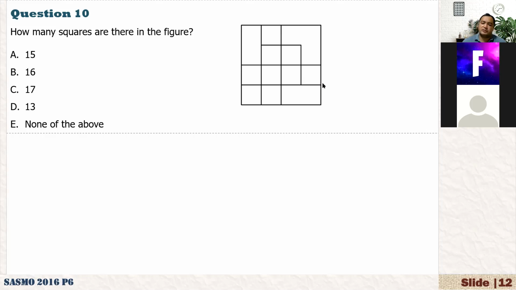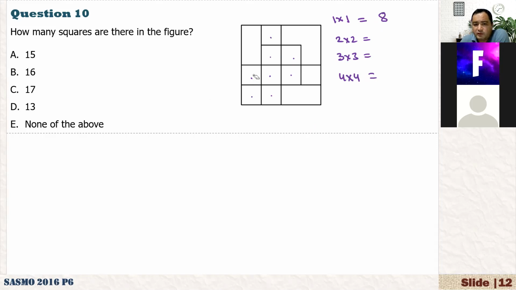But how did you count actually? In this kind of question, since we are talking about squares, first you need to count 1 by 1 squares. After that, we need to count 2 by 2 squares, and after that, 3 by 3. The biggest one is 4 by 4. How many 1 by 1 squares do we have here? 1, 2, 3, 4, 5, 6, 7, 8. So here we have 8 1 by 1 squares.